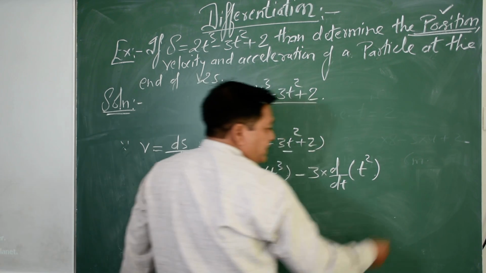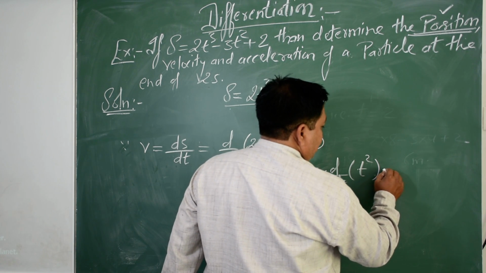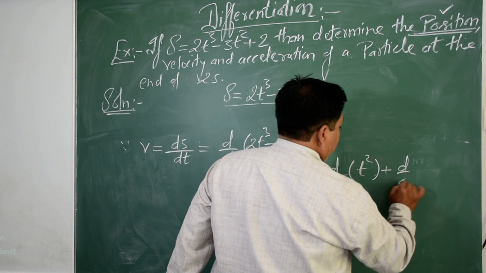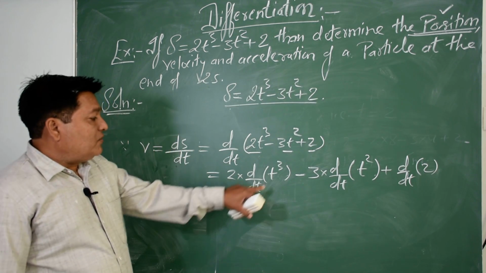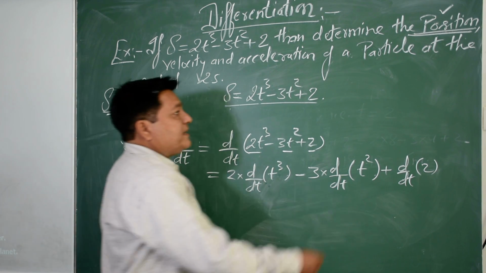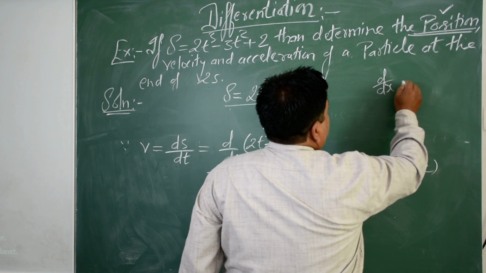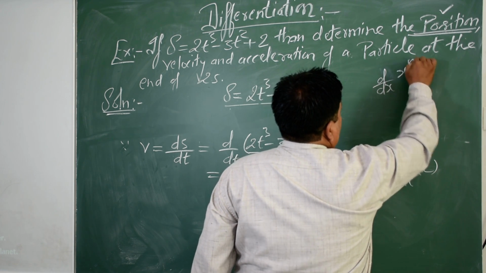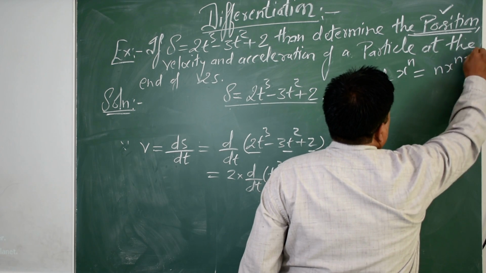This is constant, so the constant will be 0. Differentiation of constant will be 0. D by dt of 2, it will be 0. Now 3t to the power 3, t to the power 3, what does it mean? It means that we apply this formula. D by dx of x to the power n, it gives us what? It gives us n x to the power n minus 1.